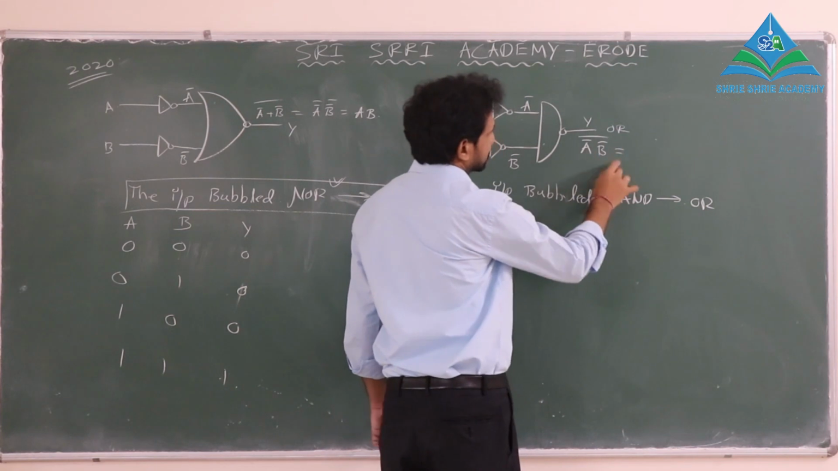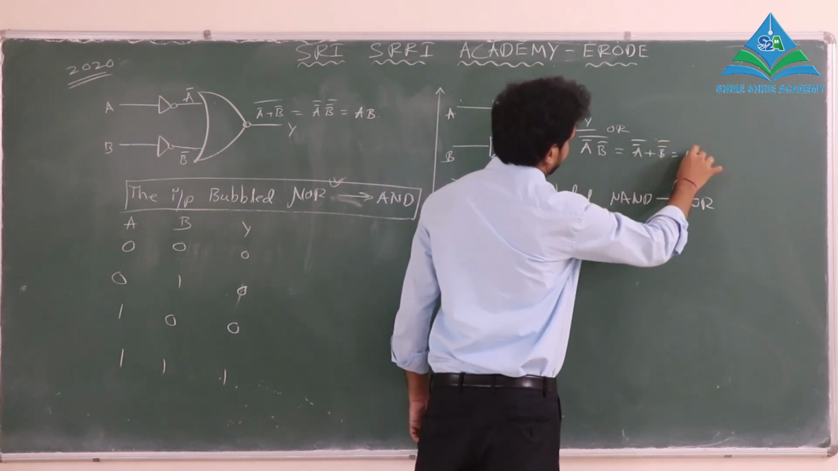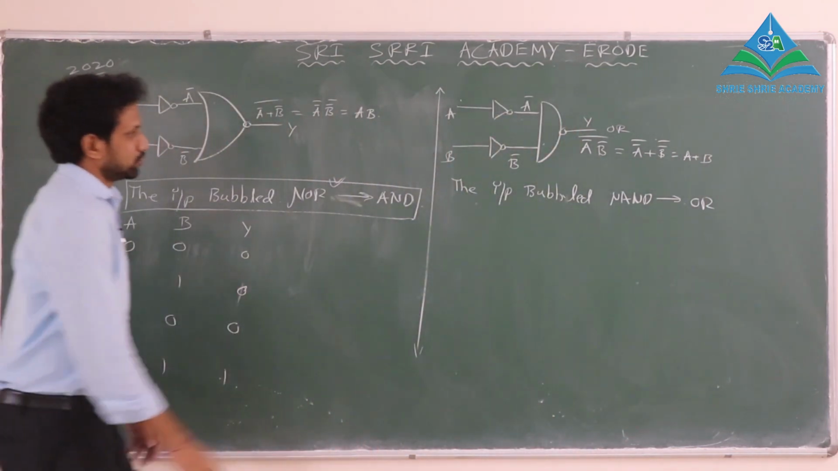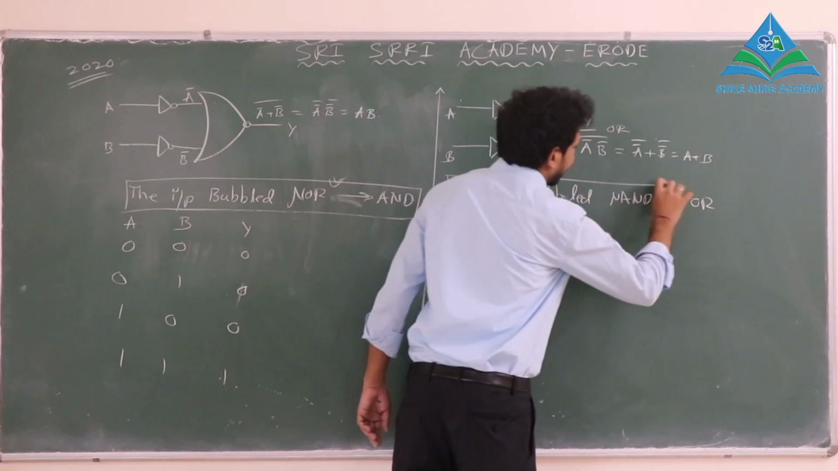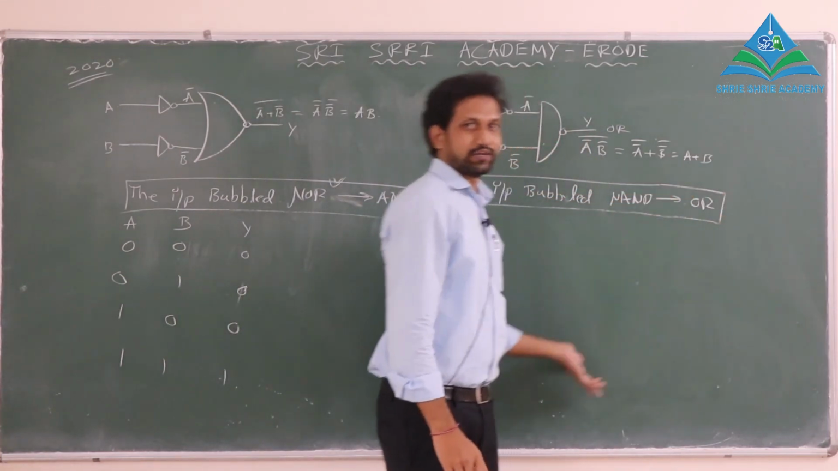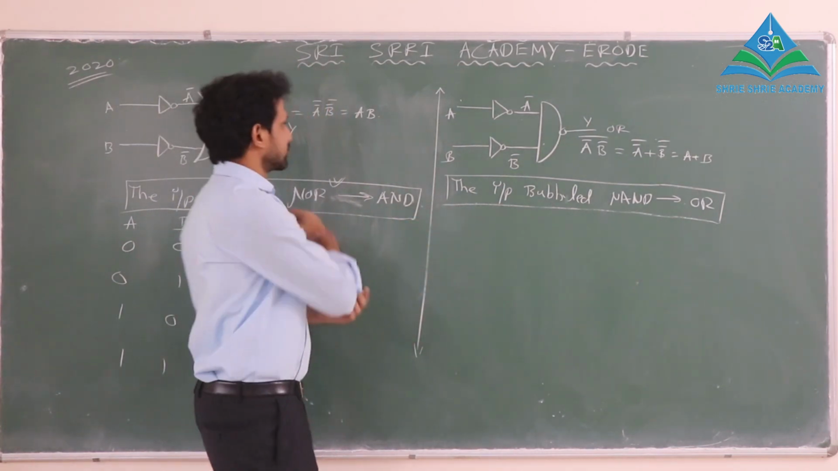Then from De Morgan's laws, it is this. Clear? So, what is that? The input bubbled NAND gate will be OR gate. So, without solving this, directly you can answer within 10 seconds or within 20 seconds, you can answer such questions actually.